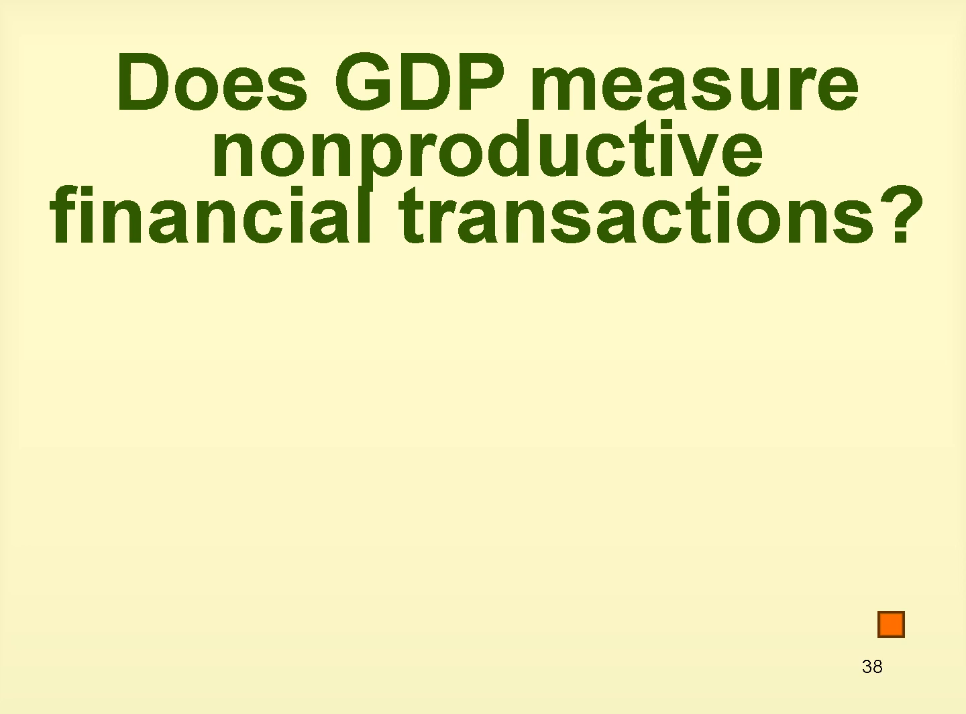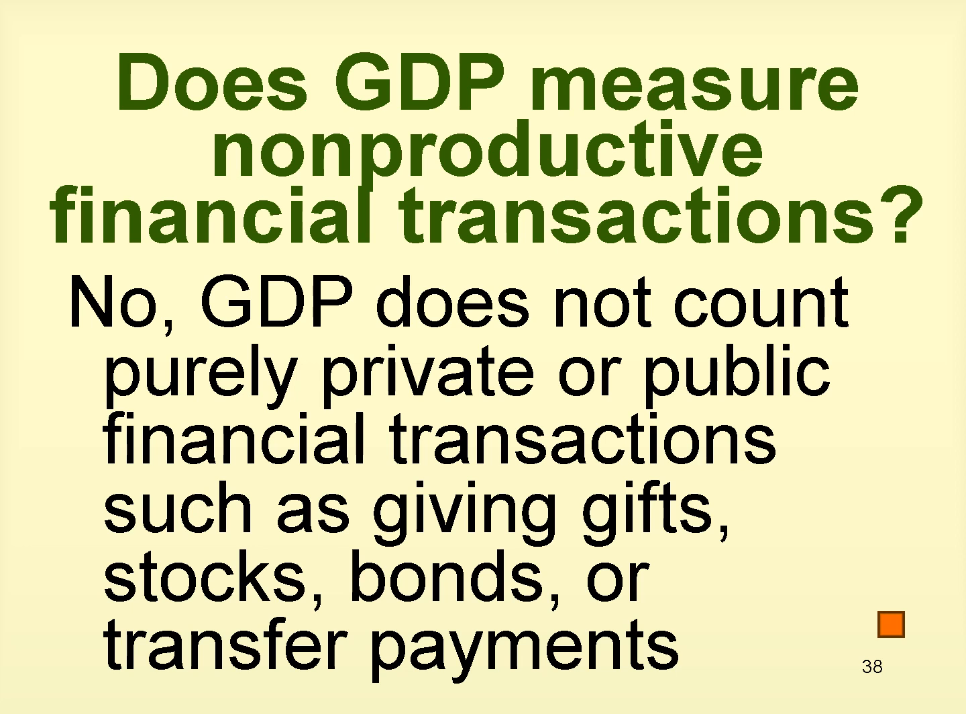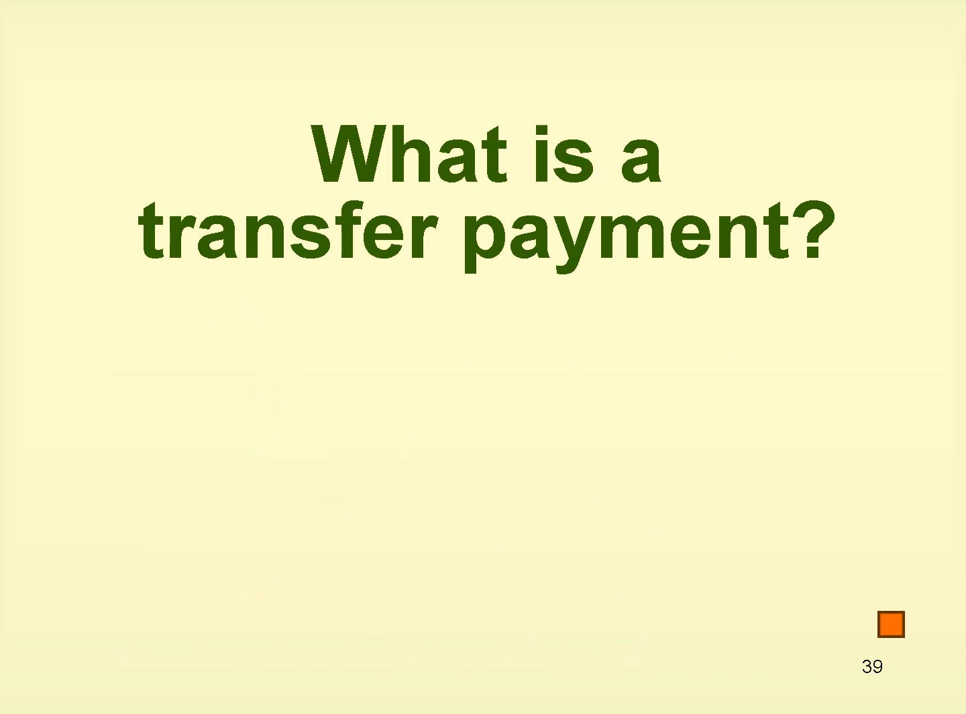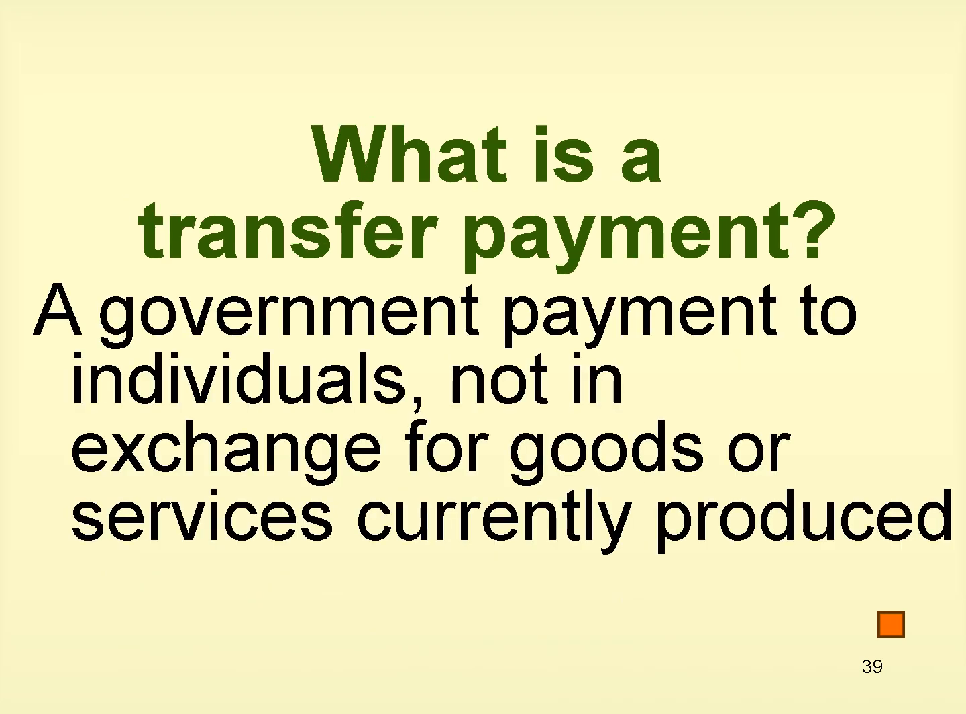Does GDP measure non-productive financial transactions? No. GDP does not count purely private or public financial transactions, such as if people receive a gift, or stocks or bonds, or transfer payments, so we cannot calculate on that. What is a transfer payment? It's a government payment to an individual, not in exchange for goods or services currently produced.